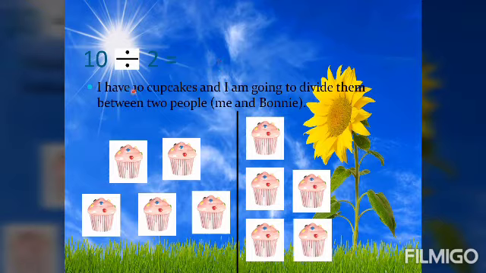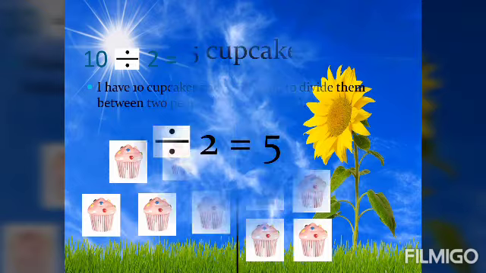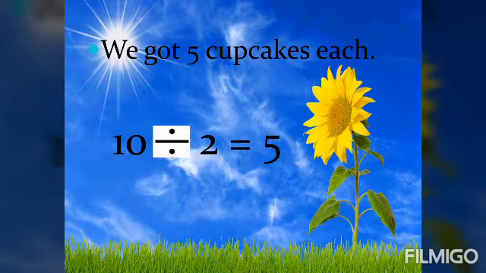Since we have 10 cupcakes, you have to divide them into two groups. This is for me, and this is for my friend Bonnie, and each of us receives one, two, three, four, five. So each of us gets a total of five cupcakes. So the answer is five. 10 divided by 2 equals 5 cupcakes. We got five cupcakes each.